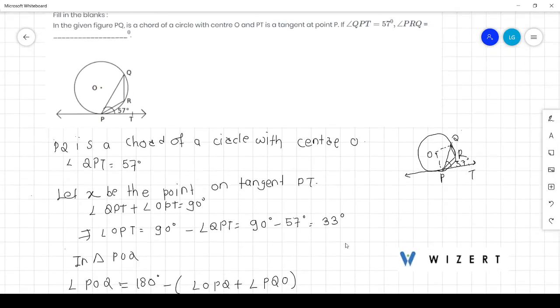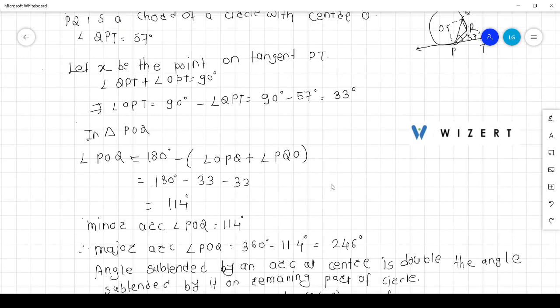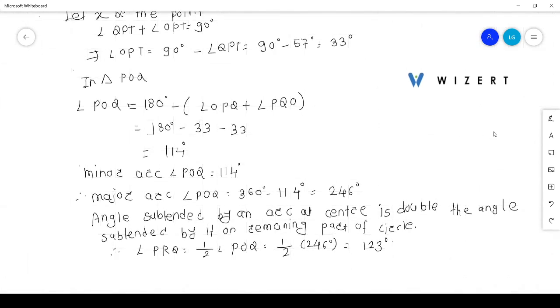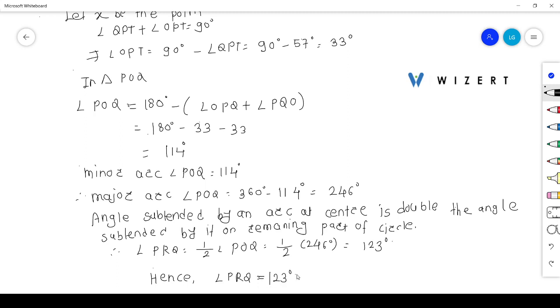Hence angle PRQ is 123 degrees. PRQ is 123 degrees.